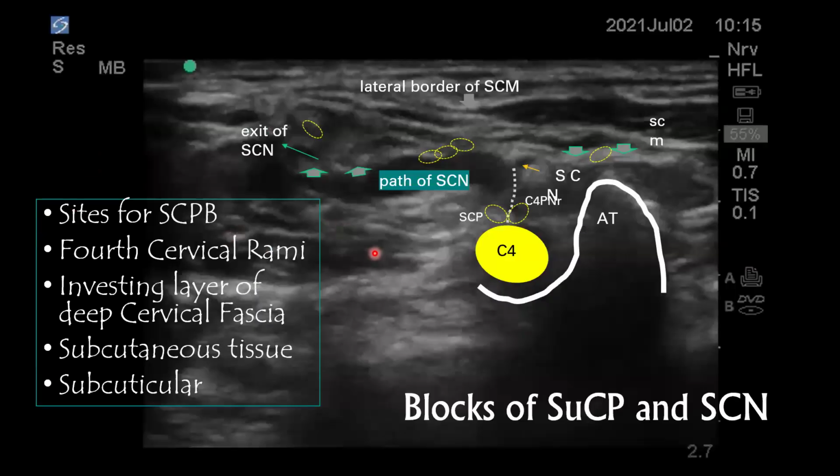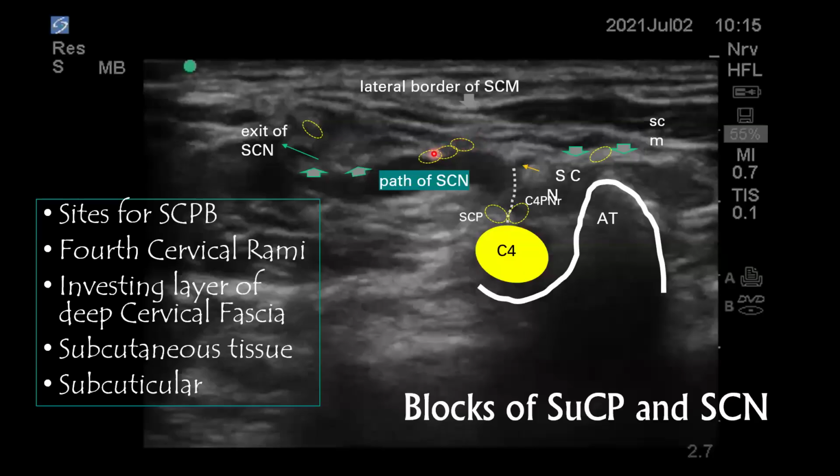So, what would be the sites for the supraclavicular or the superficial cervical plexus block? Now, this is the C4. The posterior tubercle is not seen, but the anterior tubercle is seen here. You can see the topography that we have described in our article: the superficial cervical plexus would be lateral, the fourth root of the phrenic nerve will be medial, and they would traverse until the investing layer of deep cervical fascia, where they would now diverge from each other.